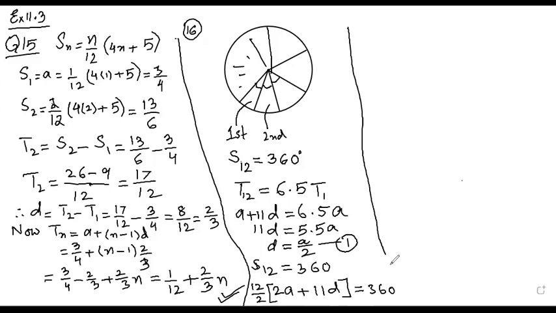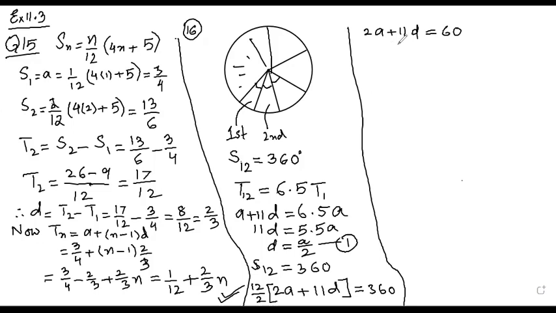So this will be 12 upon 2 is 6. 6, if we shift 6 towards the right hand side, so right hand side will become 60. So 2a plus 11d is equal to 60.